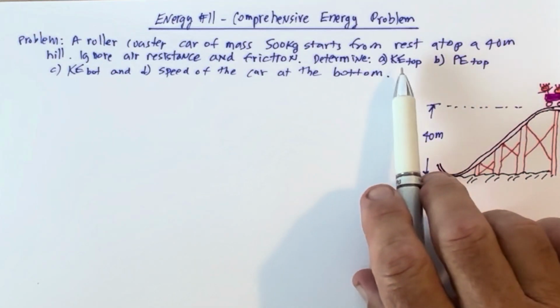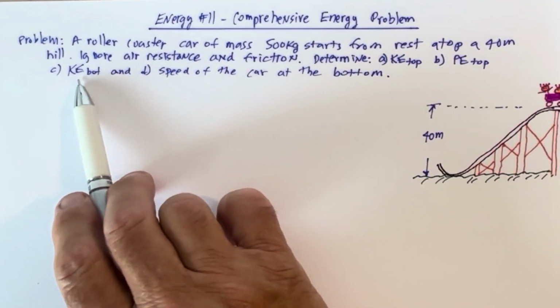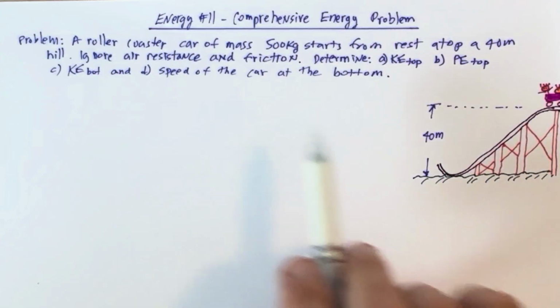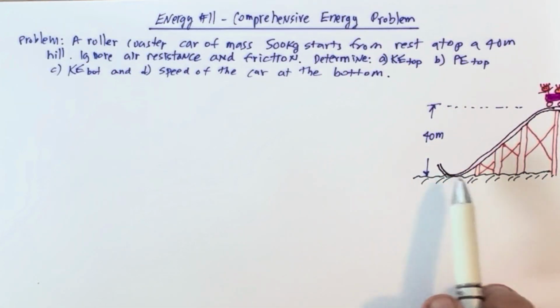the kinetic energy at the bottom when it gets to the ground. The potential energy at the top would be part B. Part C is the kinetic energy at the bottom. And then we want to know the speed of the car at the bottom.